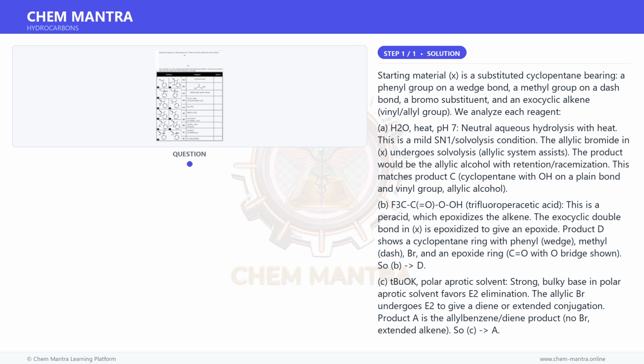So, E matches I. F: NBS, hv, CCl4, radical allylic bromination, NBS with light. This introduces a new Br at the allylic position. The existing allylic system gains another Br. Product J shows a structure with 2 Br atoms on the allylic vinyl portion and a retained double bond.